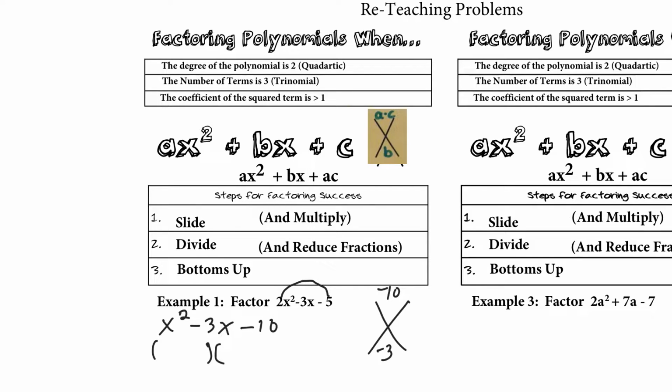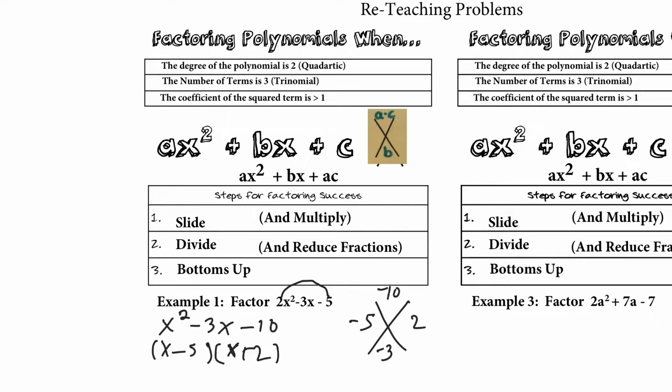You're going to find the factors of negative 10 that add up to give you negative 3, which you know that for sure it's going to be 5 and 2. You just got to know which one's going to be negative, and definitely it's going to be the 5 because negative 5 plus 2 gives you negative 3. So the factors are x minus 5, x plus 2.